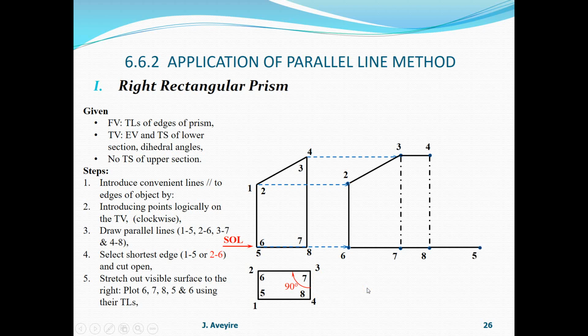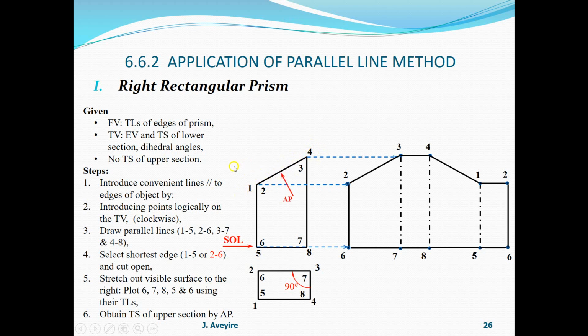Then 8 and 5, the true length of 8-5 is given. Then the true height of 5-1 is obtained by projection, and we draw the edge. Likewise, we go from 5 to 6, then the true length of 6-2, and then we draw that, and we have obtained that. Note here, we don't have the true shape of the upper opening or section.